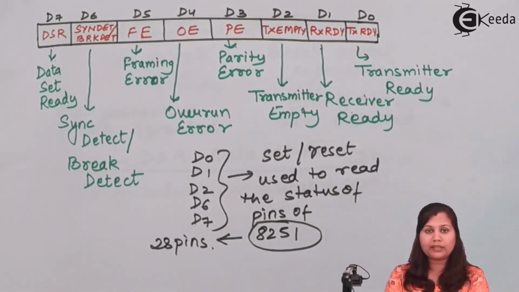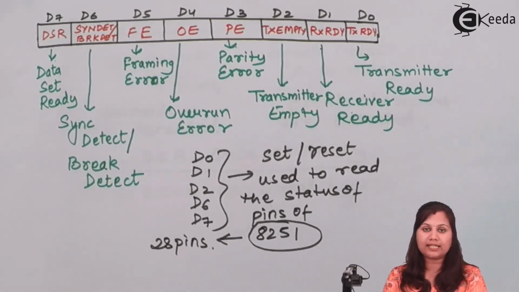So in this video, we studied the status word of the 8251 Programmable Communication Interface, which is also known as Universal Synchronous Asynchronous Receiver Transmitter, that is USART. I hope that this topic is clear to you. Thank you.